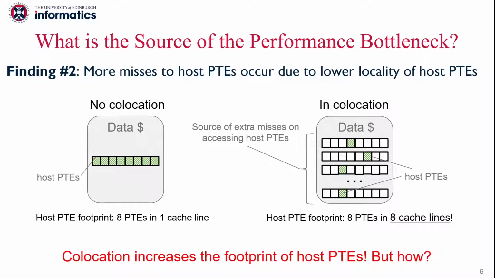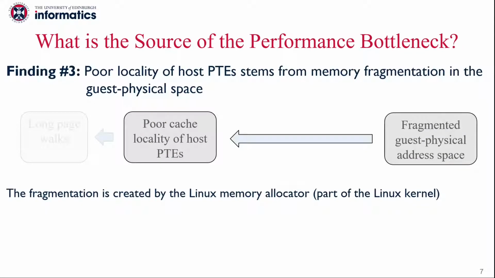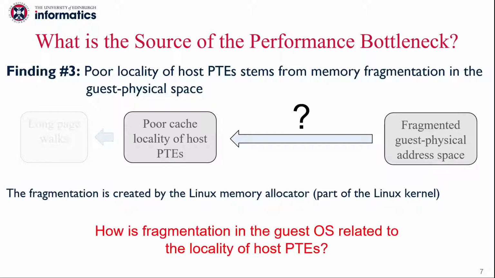So now the question, why does collocation scatter PTEs among multiple cache lines? We found that the poor cache locality of host PTEs stems from fragmentation in the guest physical address space. The fragmentation is created by the Linux memory allocator in the guest operating system. Let's now talk about how the Linux memory allocator affects cache locality of host PTEs.